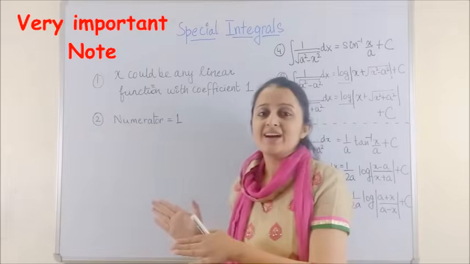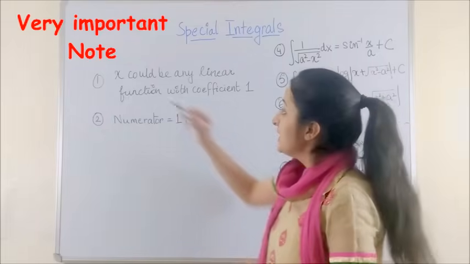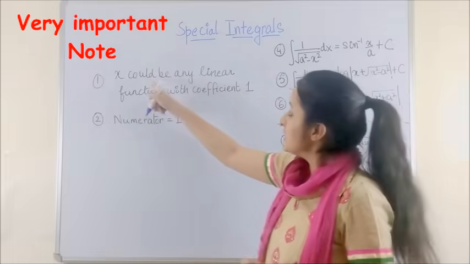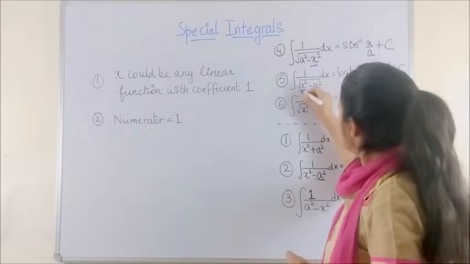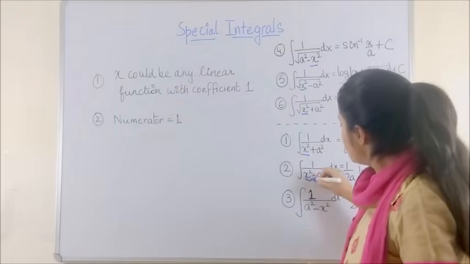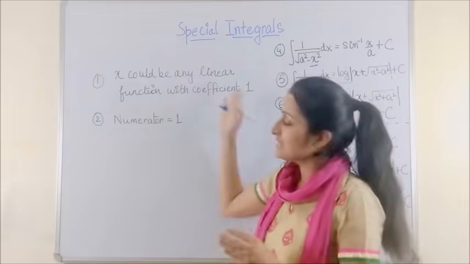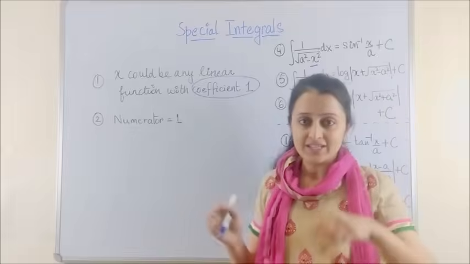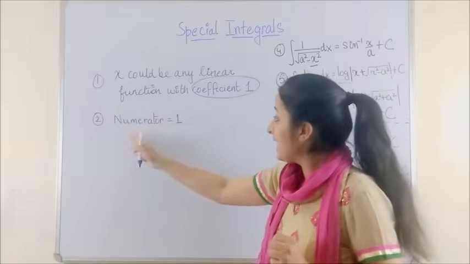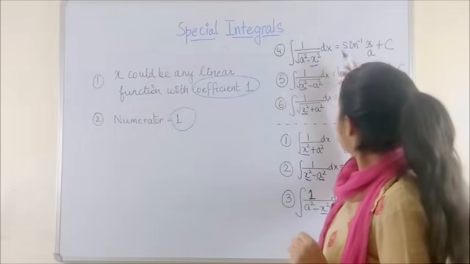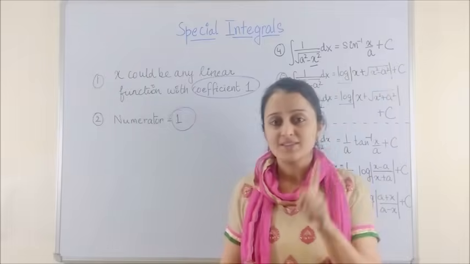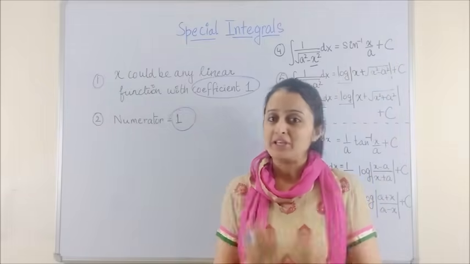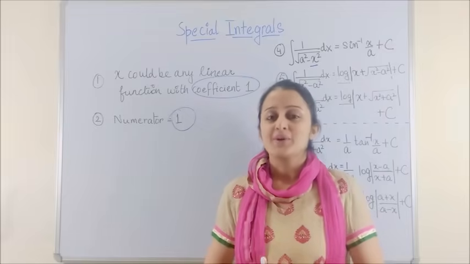Now, before we start solving the questions on this, there are two things which are extremely important. Here x that we are talking of in all the formulas actually symbolizes any linear function with coefficient 1. So that's the standard form, and the numerator, if you check out in each of these formulas, is always 1. Keep these two things engraved in your mind as we go along the questions.